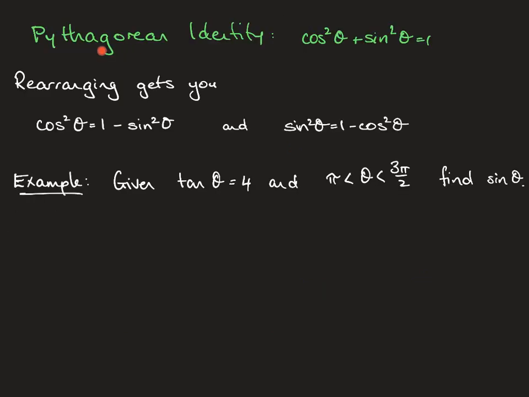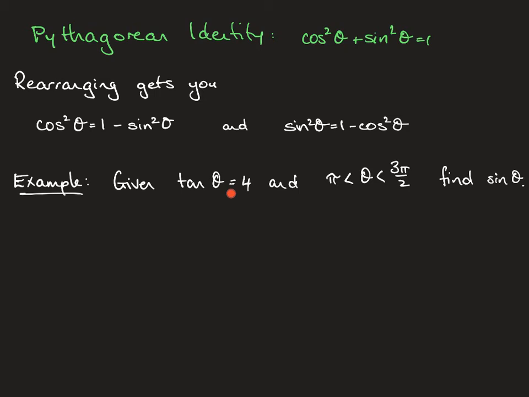So finally, one of the other things that you can do with the Pythagorean identity is you can rearrange it and you can get two seemingly new equations. What this allows you to do is to replace cos squared theta in an equation with 1 minus sine squared theta and sine squared theta with 1 minus cos squared theta. And we're going to use one of these equations in the example that I have here.